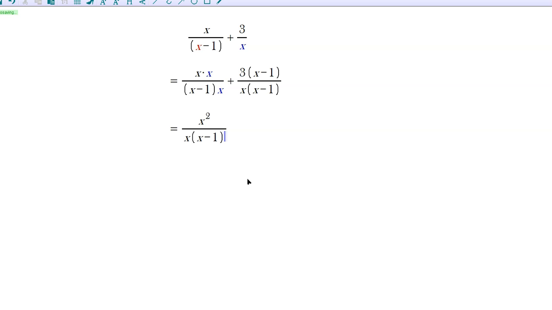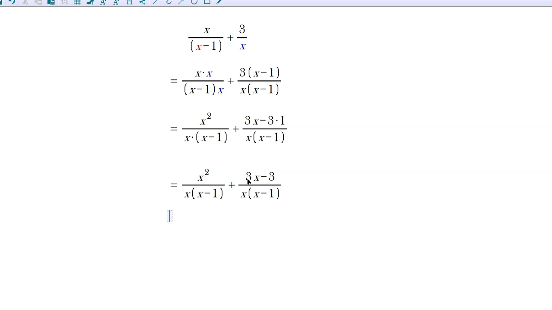It makes no difference because here, remember, the operation is multiplication. So you can move the factors around. It doesn't matter the order. So for the next one, then it's going to be plus 3x, okay, minus 3 times 1, if I wanted to be very careful, again, over that x times x minus 1. And then you continue here. So you're going to have x squared over that same x times x minus 1 plus 3x minus 3 over x times x minus 1, not skipping steps.